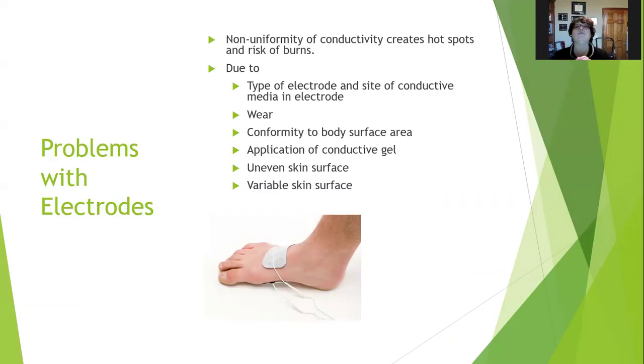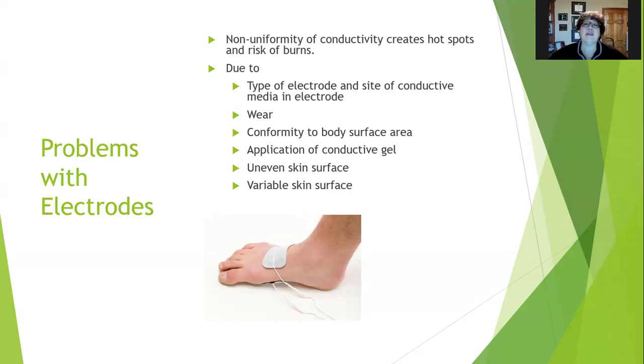Non-uniformity can be due to the type of electrode or the size of the conductive media in the electrode, wear and tear if you're reusing them, and conformity to body surface area. So if you're putting a larger electrode on a smaller area and it's a more contoured area, it's harder to get it to stick all the way down. You want the electrode to be able to stick all the way down, have full contact, so you don't create hot spots. You might need conductive gel for certain electrodes. If you have uneven skin surface or variable skin surface, that creates non-uniformity and creates those hot spots.